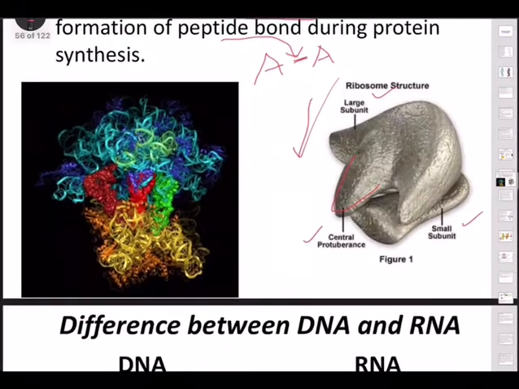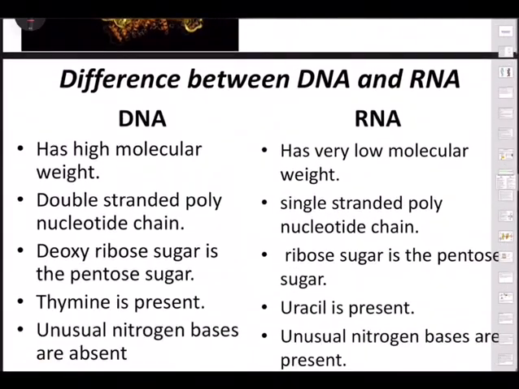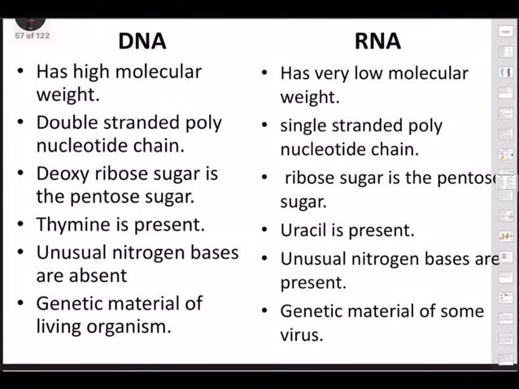And then the basic differences between DNA and RNA. What are those? DNA, of course, has high molecular weight. RNA has very low molecular weight. DNA is a double-stranded polynucleotide chain with a double helix, thanks to Professor Watson and Crick. RNA is a single-stranded polynucleotide chain. Already I said what is a polynucleotide, what is a nucleotide, what is a nucleoside. In DNA, deoxyribose sugar is the pentose sugar. Penta means 5, it's a ringed chain, and in RNA, ribose sugar is the pentose sugar. The only difference is deoxy, one oxygen is less in this.